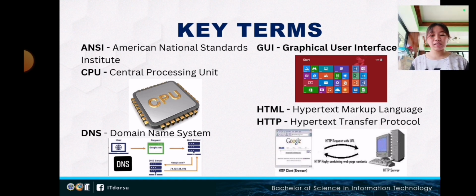Next is HTML, or hypertext markup language. This is the code used to structure a web page and its content. Next is HTTP, or hypertext transfer protocol. HTTP works as a request-response protocol between a client and a server. For example, the client, a browser, sends an HTTP request to the server. Then the server returns a response to the client. It is like vice versa, as you can see in the picture of HTTP.